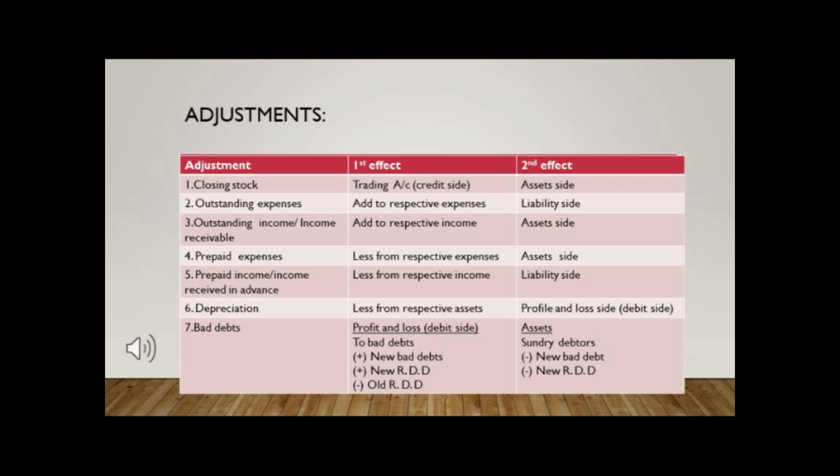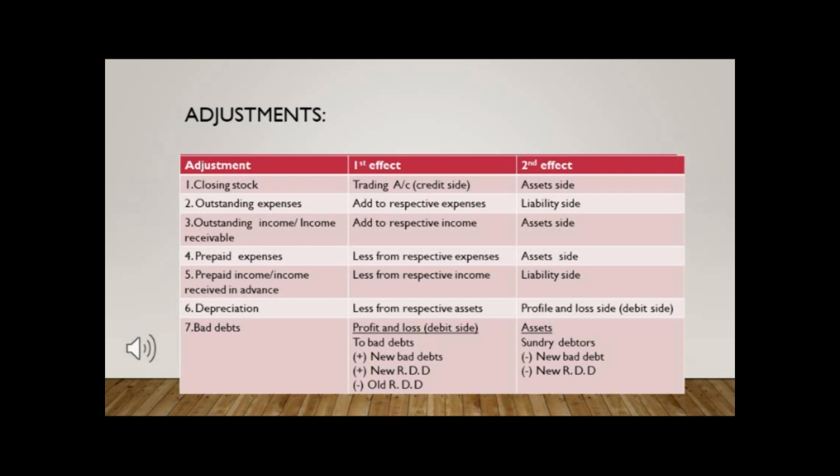The third adjustment, outstanding income or income receivable. It means our income is due but we have not received. Again, the first effect of outstanding is going to remain same, that we are going to add to respective income, and from this much of amount our assets is going to be increased, therefore the second effect will come on the asset side.